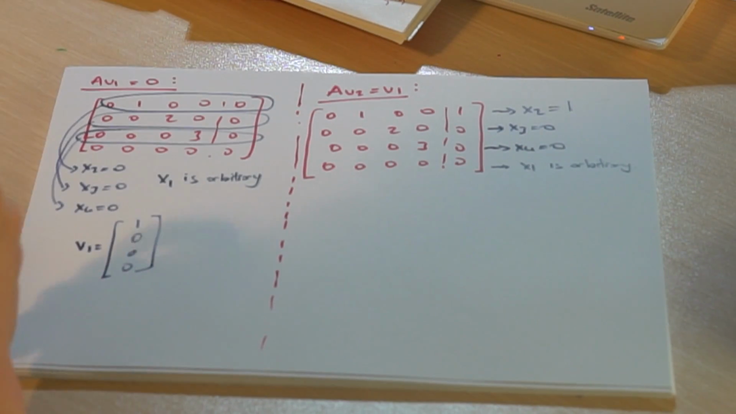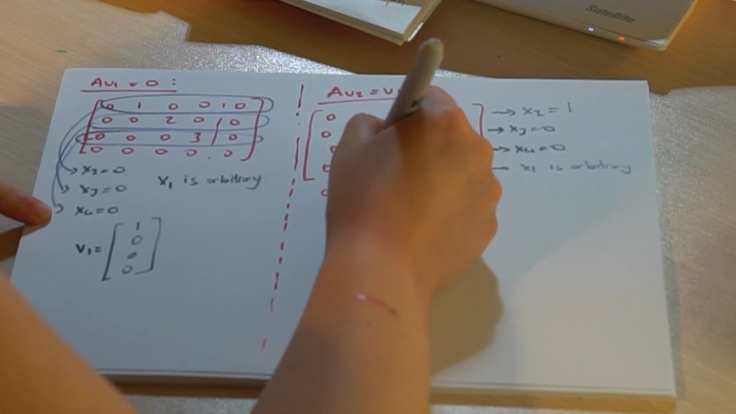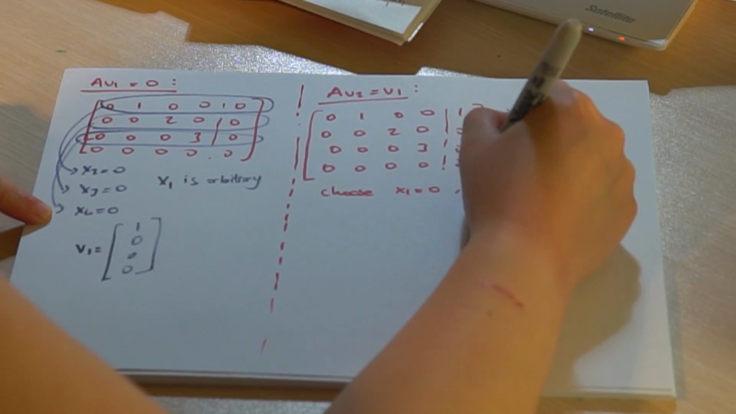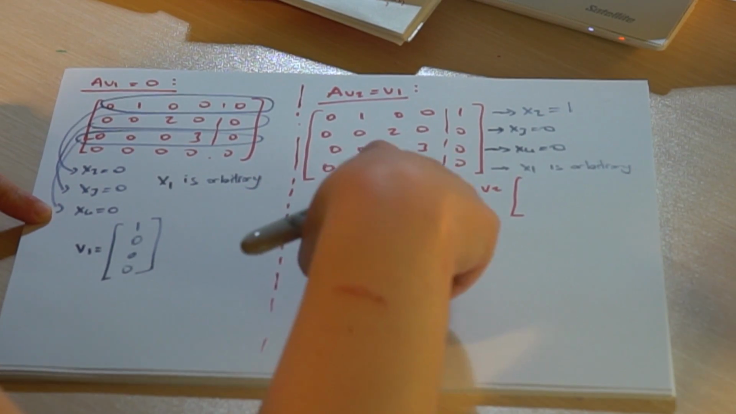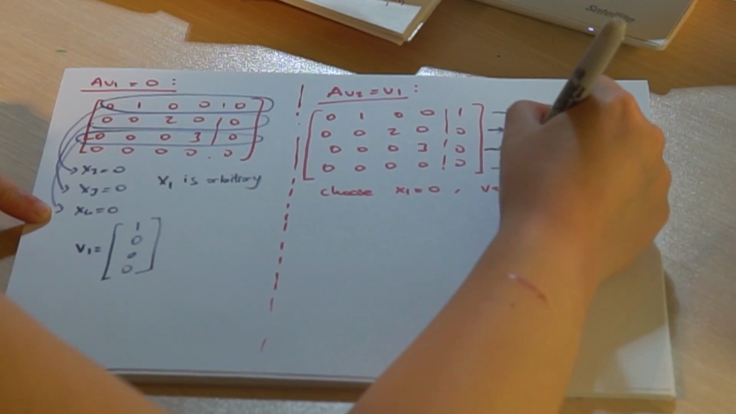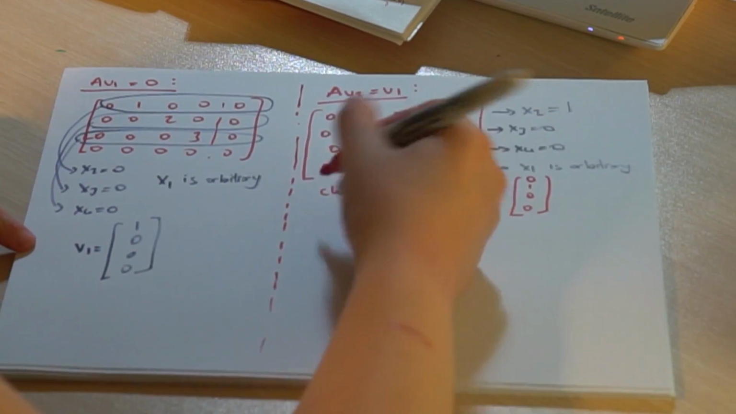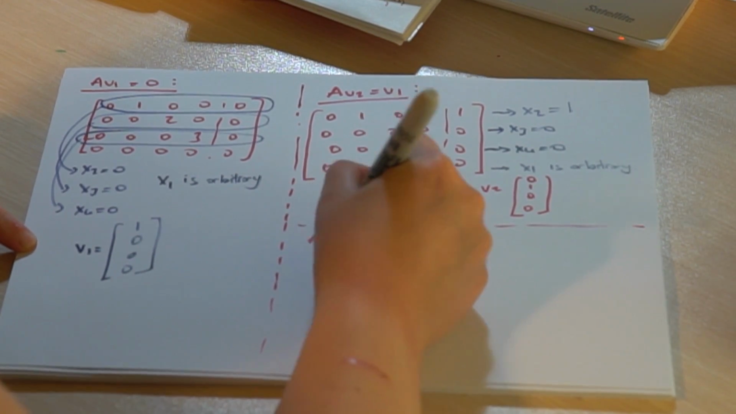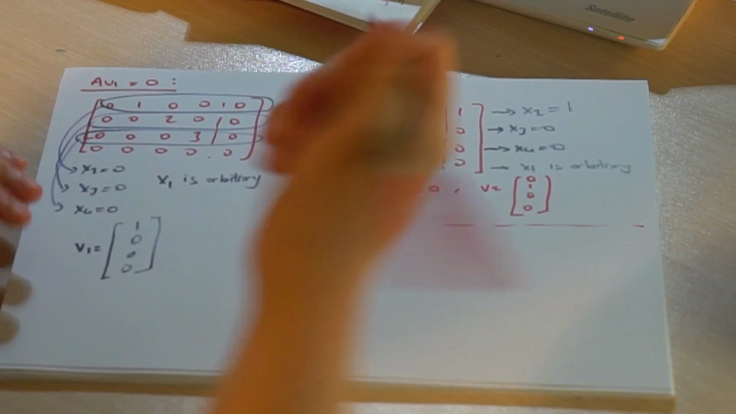x1 is arbitrary. Now choose x1 is equal to 0, then v2 becomes, if x1 is equal to 0, we have 0, 1, 0, 0. Now we need to solve the third system. AV3 is equal to 0.